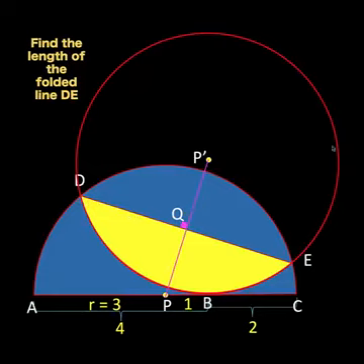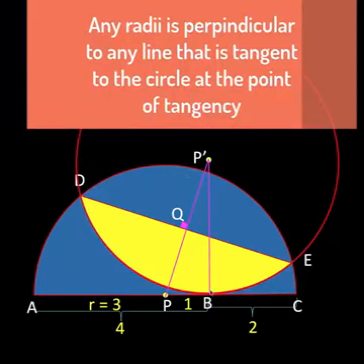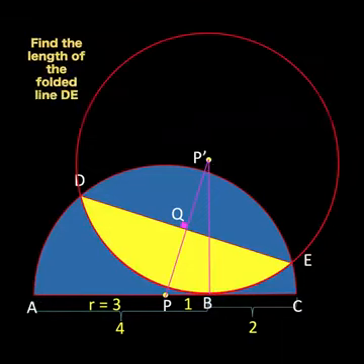Second, since the red circle contains this yellow circular segment of the original semicircle, the radii of the semicircle and of the red circle must be equal. And if the radius of the blue semicircle is 3 units, then the radius of this red circle must also be 3 units. Then let's construct this line segment from point P prime, which is the center of the red circle, perpendicular to the diameter of the red semicircle. Since the radius of the red circle is 3 units, the length of P prime B must be equal to 3 units as well.